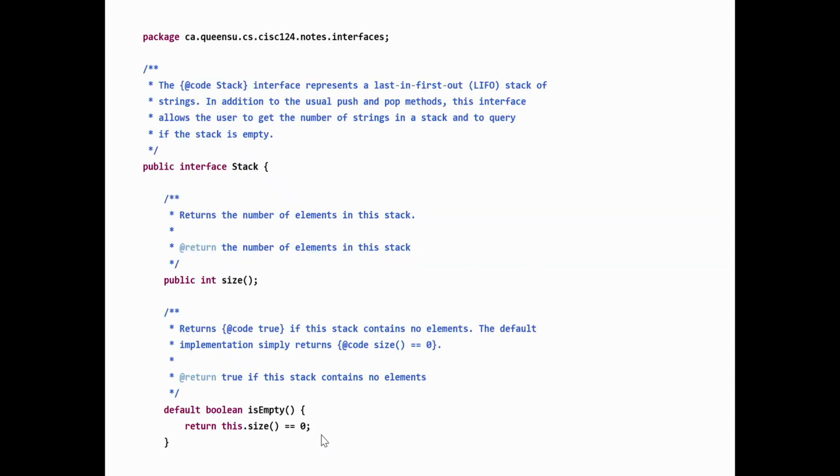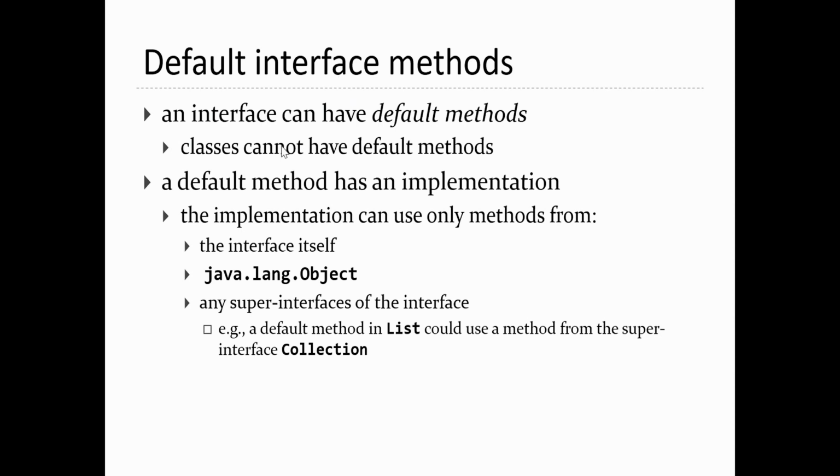So the only things you can do here are call methods that are already in the interface. So when I implement the method, I just ask: is the stack empty? Well, if the size is 0, then yes, the stack is empty. Right? So I can actually provide an implementation for this method here. So an interface is allowed to have default methods. Now, classes are not allowed to have default methods. So default methods only exist in interfaces. Default methods have an implementation, unlike most methods in interfaces. And the implementation can only use methods from the interface itself.